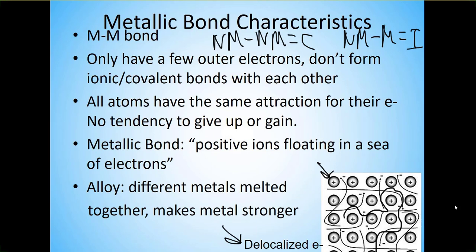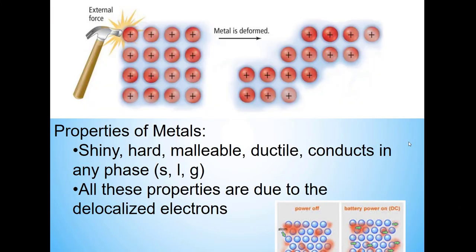Another name for delocalized electrons is free electrons. Unlike ionic crystals, when metals are hit by an external force, instead of the metal shattering, it just is deformed. And this is because those cations are floating on those electrons. In fact, all the metallic characteristics are due to these delocalized or free electrons. So we have that metals are very hard, they are malleable, which means you can bend them into shapes. They're ductile, meaning you can pull them into a wire. They will conduct a current in any phase, as a solid, liquid, or gas. And again, all these properties are due to the delocalized electrons.